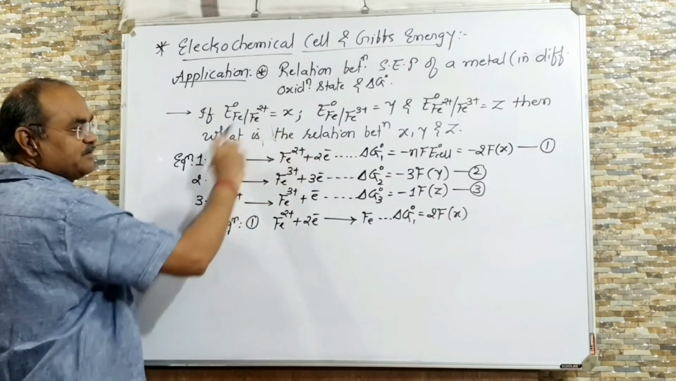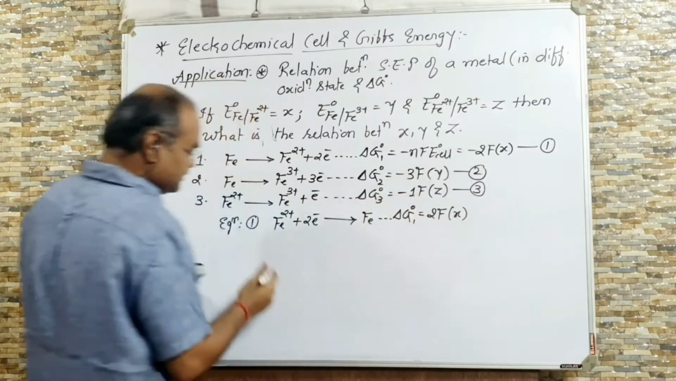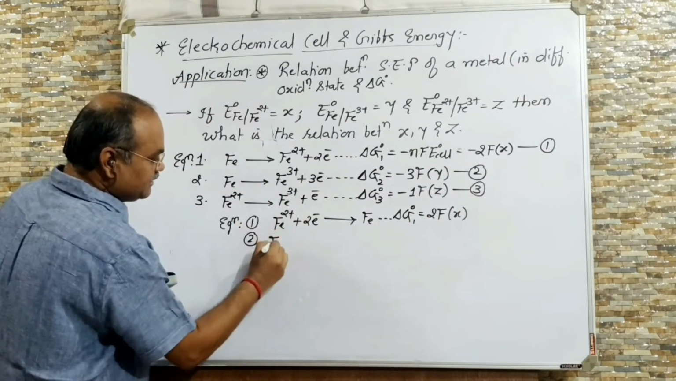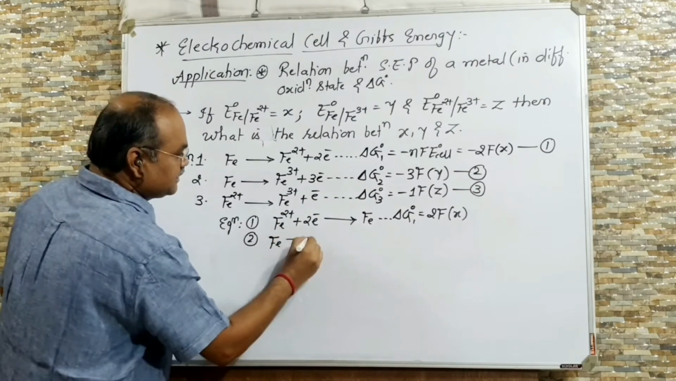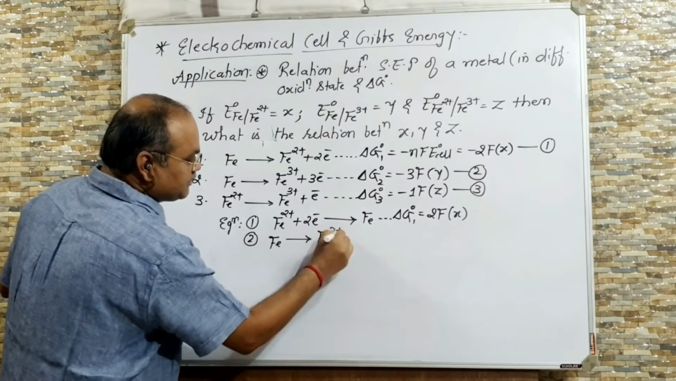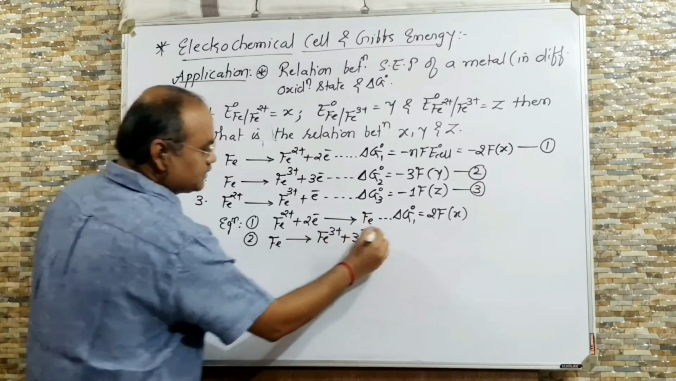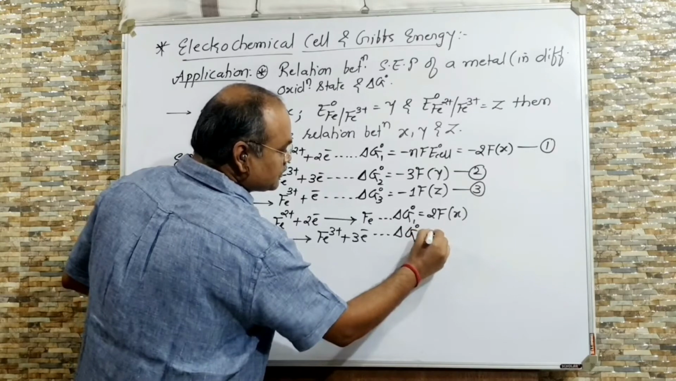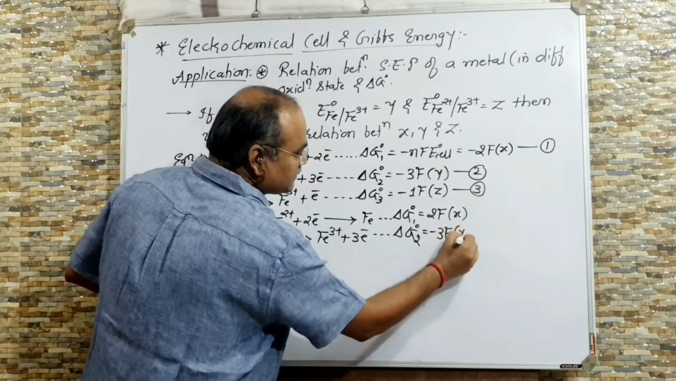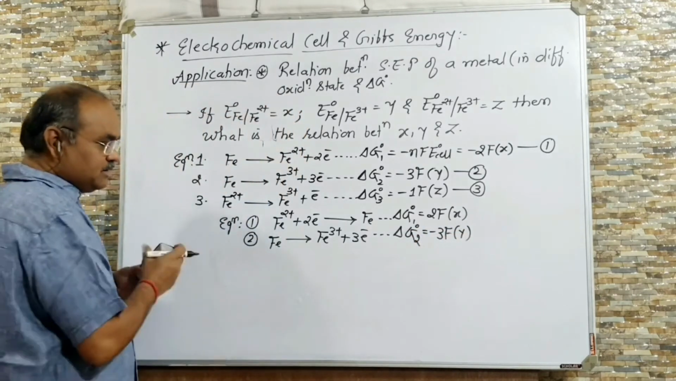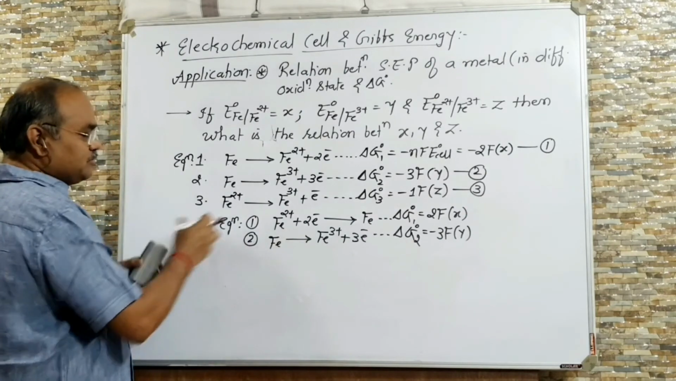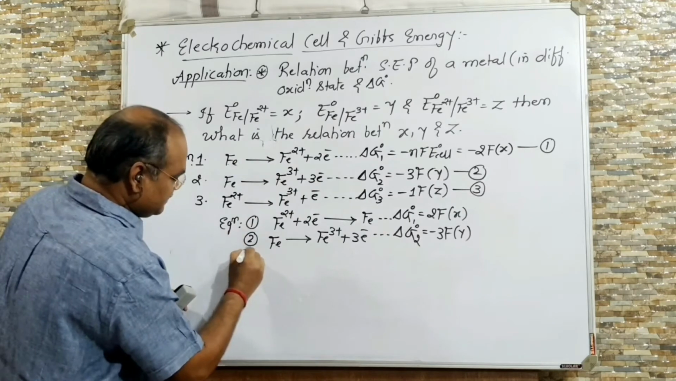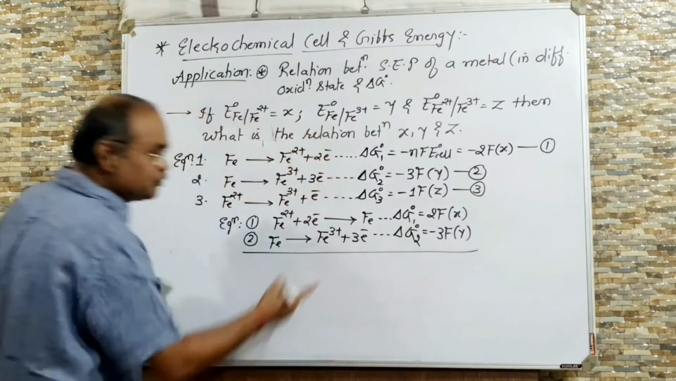Clear? If I reverse the reaction, the minus sign will become plus. Then I am adding 2. If I add equation 2 directly, Fe gives Fe3 plus 3 electron. Delta G02 will be equal to minus 3Fy. Right? Why have I done this? Because our third equation was Fe2 plus gives Fe3 plus. So net I can write it because I told you to add it.